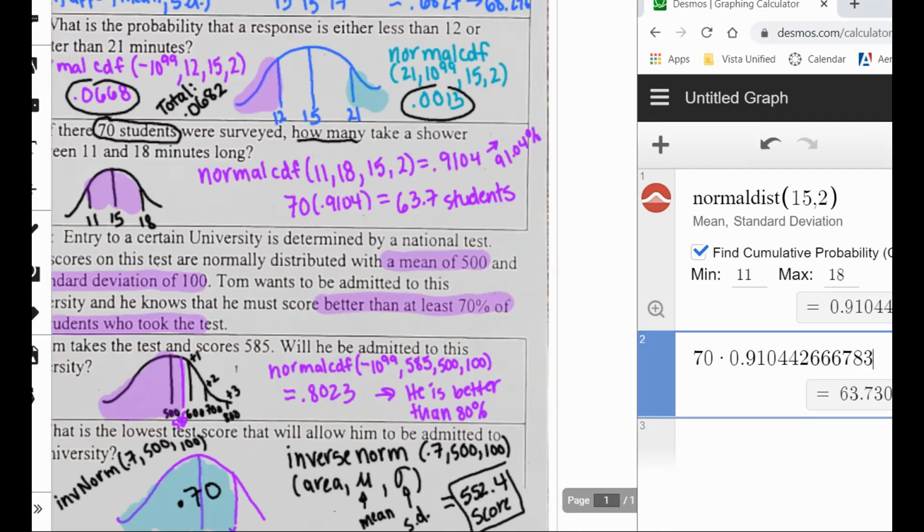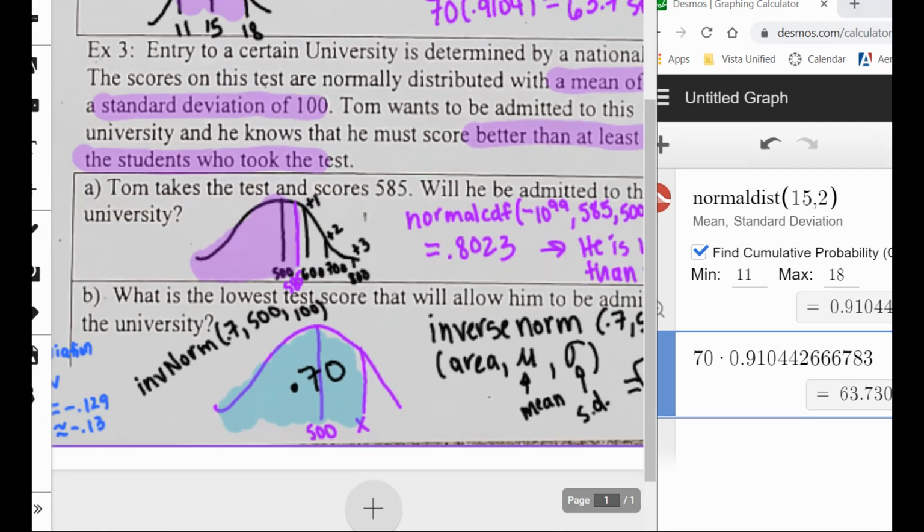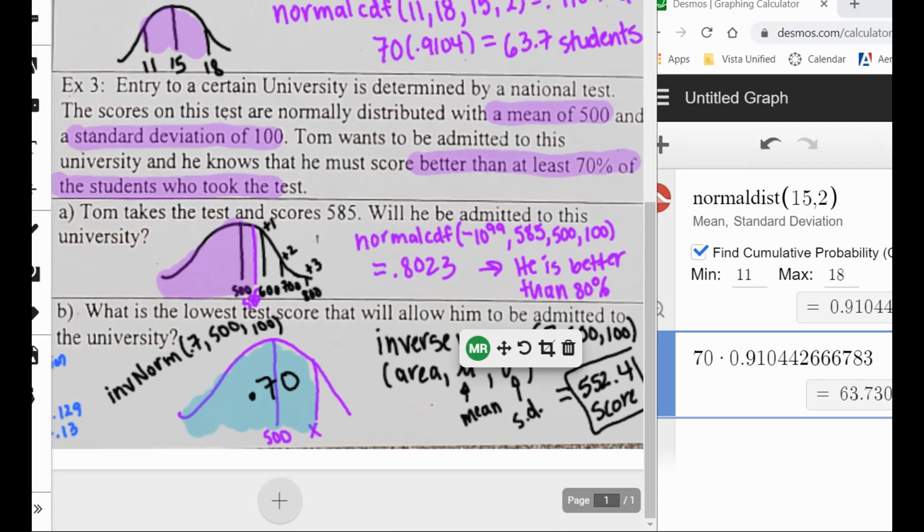Now, the bottom one here, we were dealing with a mean of 500 and a standard deviation of 100. So let me just set that one up.